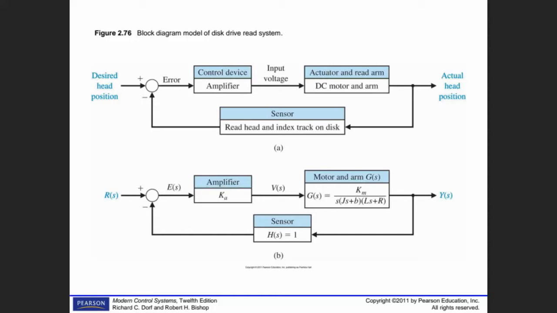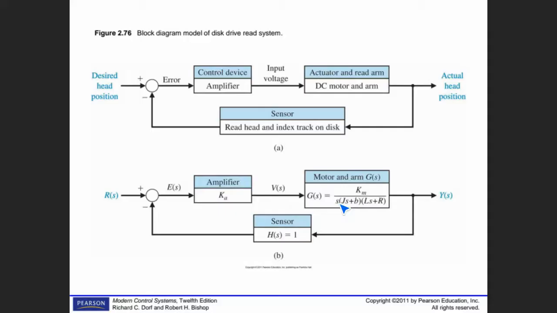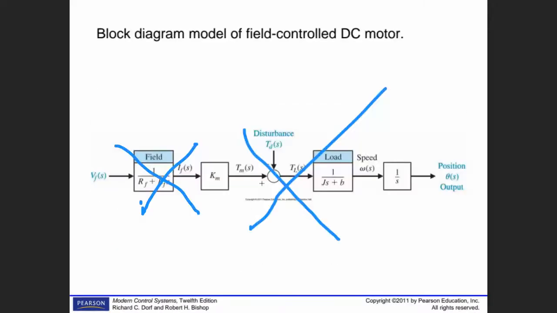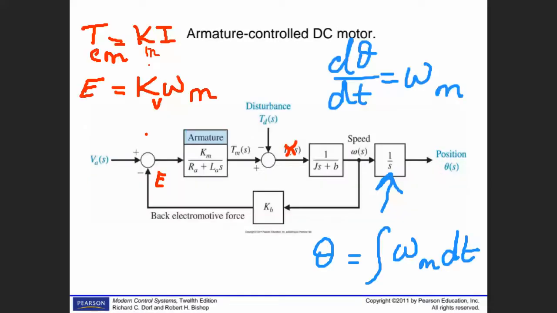So if you look at that one, you remember we have already derived the electric machine equations. So this is the simplified version. S times J S plus B L S plus R is the representation of the electric motor, and position. Nereden çıktı demeyin. Don't say that we don't know this. We already know that. You know that.